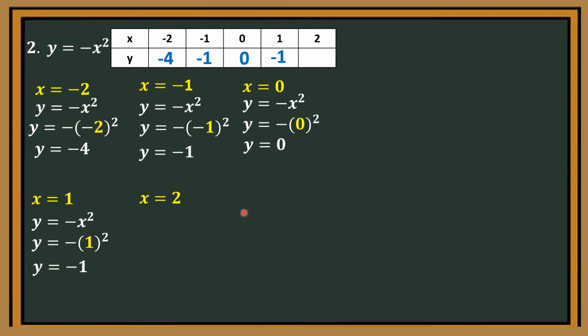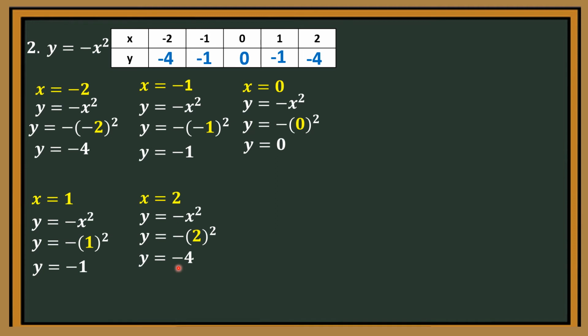The last one is positive 2. What if your x is positive 2? Original equation, substitution. So, eto na siya. Y is equal to negative. You just copy negative. Yung x ay papalitan na ng 2, then squared. Simplify, y is equal to negative 4. Papaano ulit naging negative 4? 2 squared is 2 times 2. That is positive 4. Pero, may negative pa tayo sa labas. Kaya ang sagot ay negative 4. Lagay sa table. So, kompleto na yung table natin.